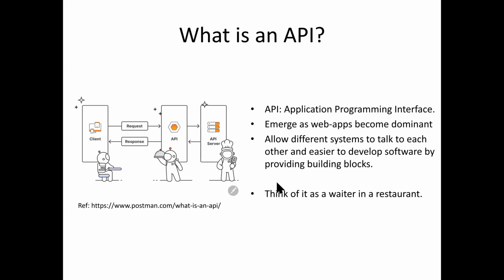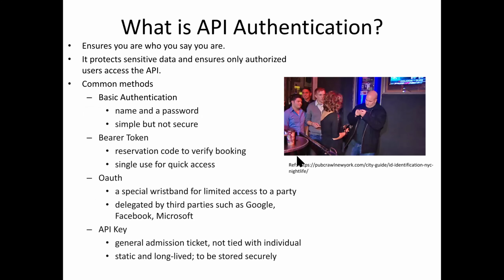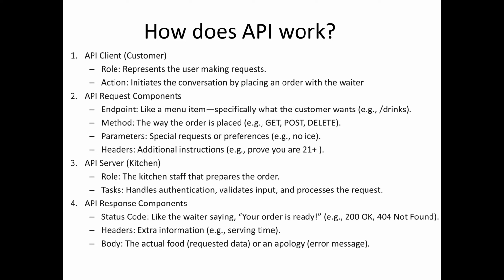And we are going to use the analogy of the API being the waiter, you being the customer, and the kitchen staff being the API server to illustrate how the API process works. So let's think about the last time you went into a bar. You go there and sit down and you initiate the conversation by placing an order with the waiter. So this is you being the API client.